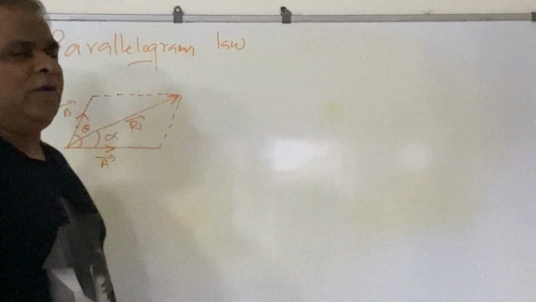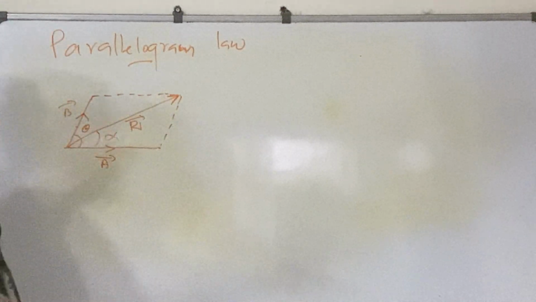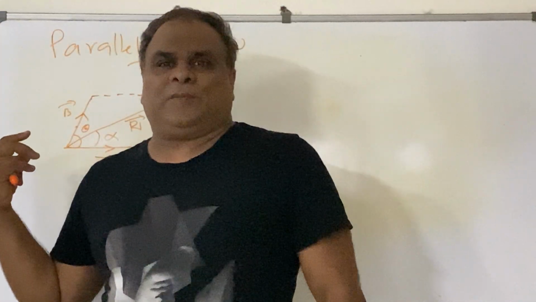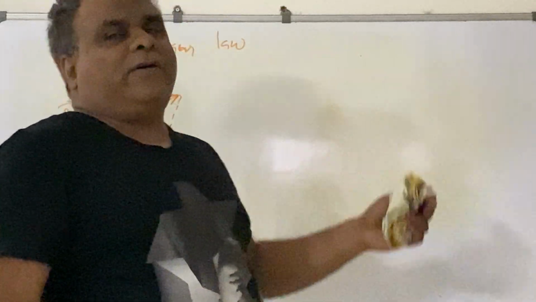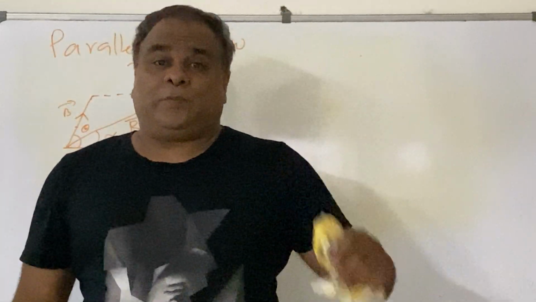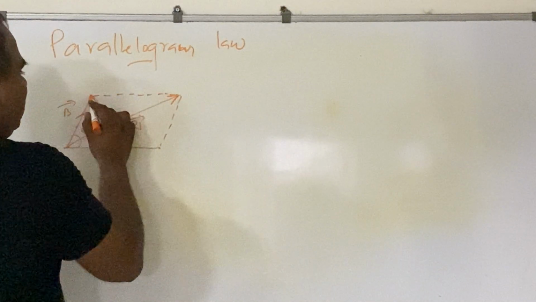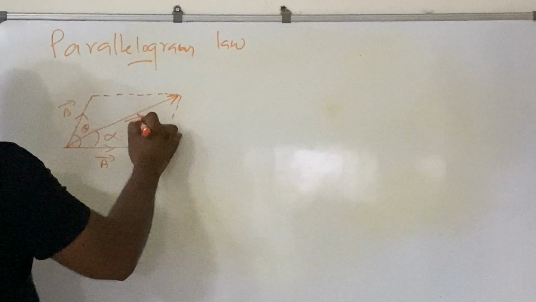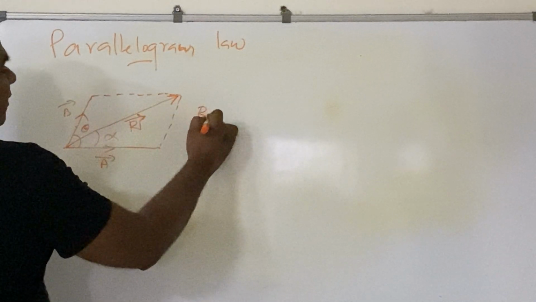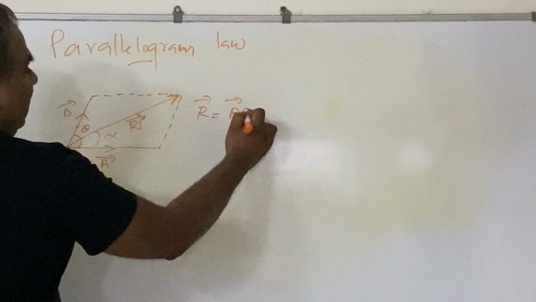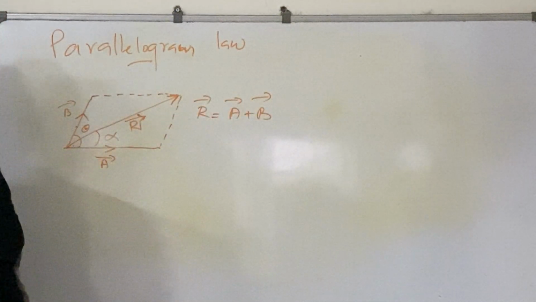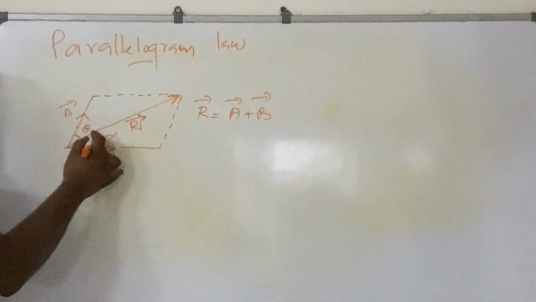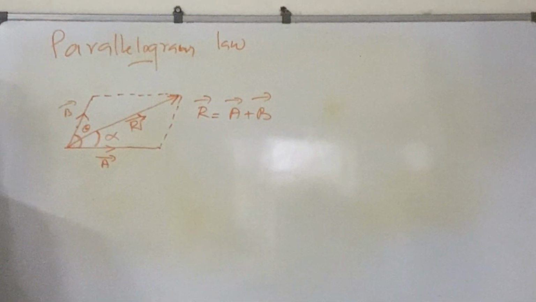So what is the parallelogram law? If the vectors are not in order, we will use the parallelogram law. In the triangular law, we completed the triangle. In the parallelogram law, we complete the parallelogram, then the diagonal passing through the intersection will give the sum. This is vector R, the resultant sum, vector A plus vector B. You need to understand that the angle between the vectors is theta, and the angle between the resultant and vector A is alpha.